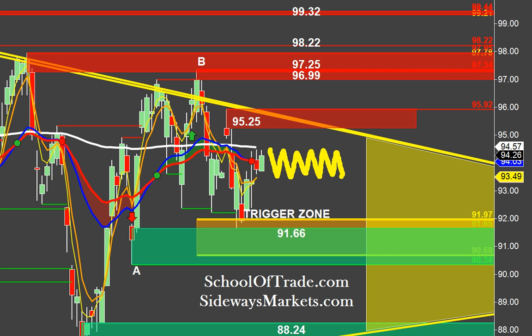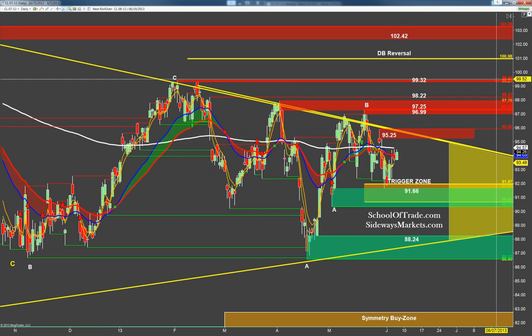So we identify right away here on the daily chart, we're right in the middle. You can see we are directly smack dab between the 95.25 sell zone and the 91.97, we'll call that 92 even, buy zone below us. So we know we can go either direction this morning. Daily chart doesn't give us that much information.